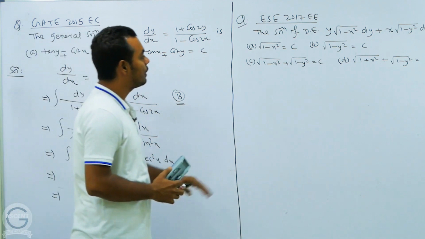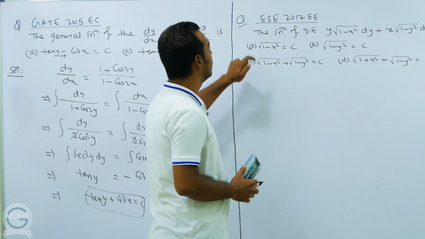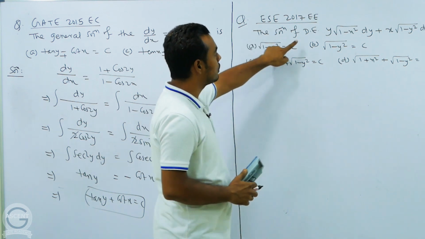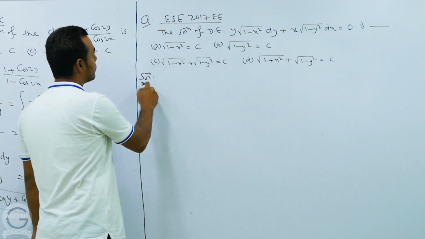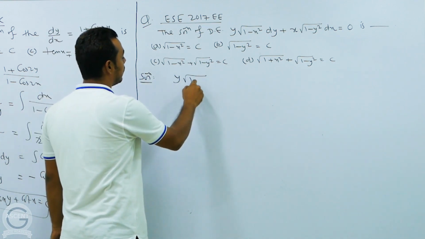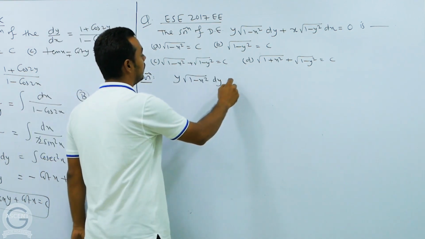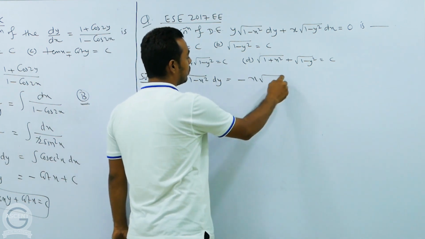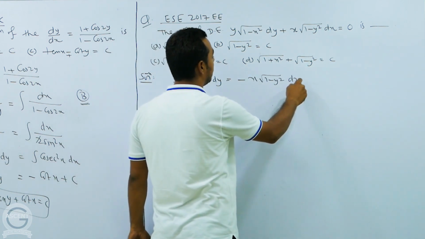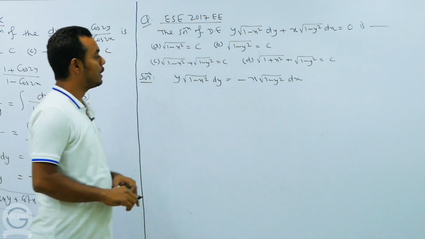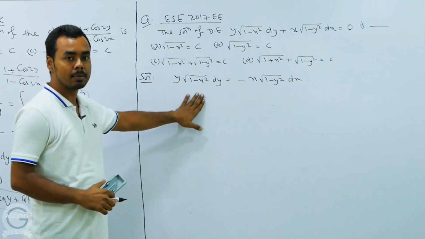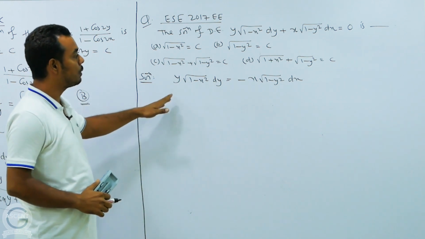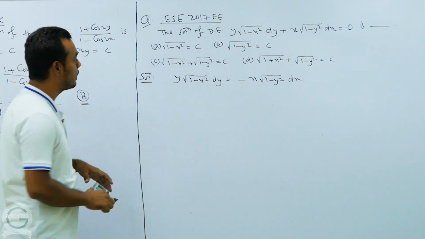Now the second problem that we have from this topic is we need to find the solution of this differential equation. The given differential equation is y into root over 1 minus x square dy is minus x into root over 1 minus y square dx. So here again you can easily separate the variables, and once you have separated the variables, then you have to integrate both sides to get the solution.